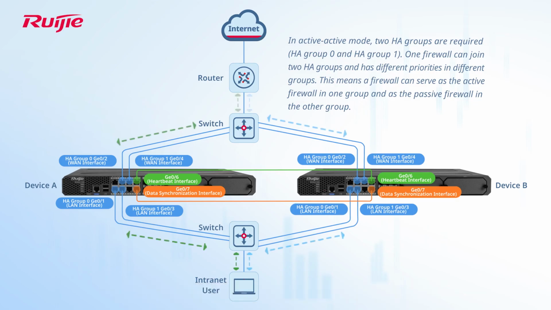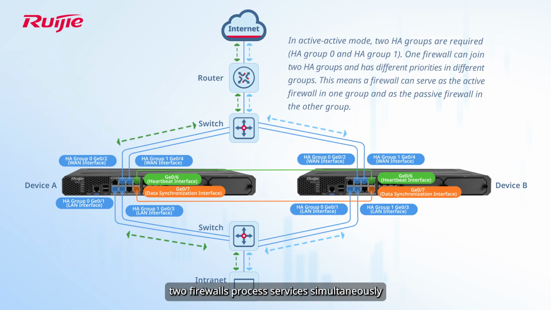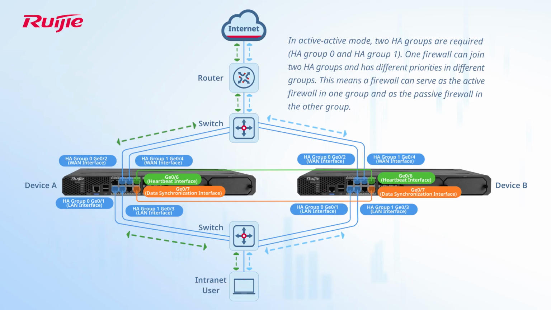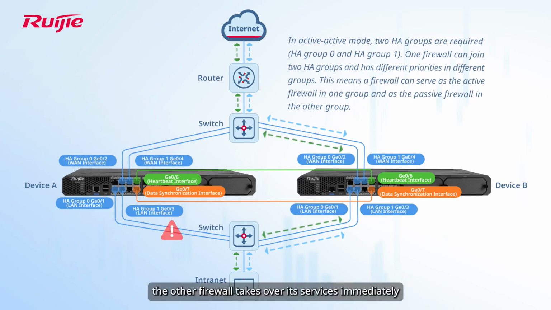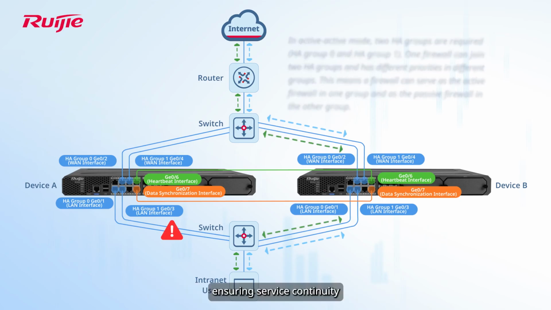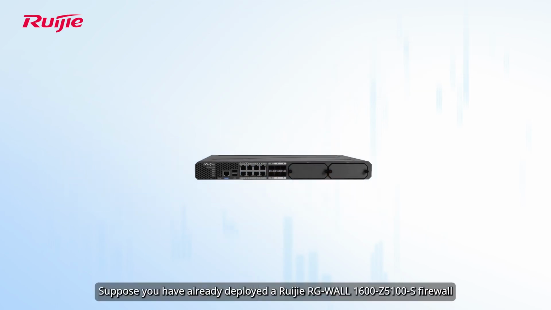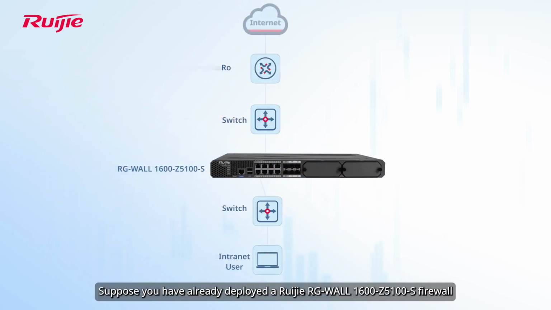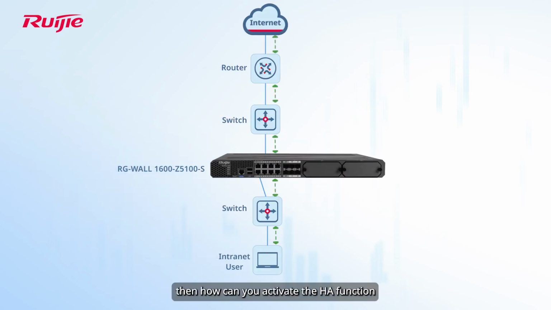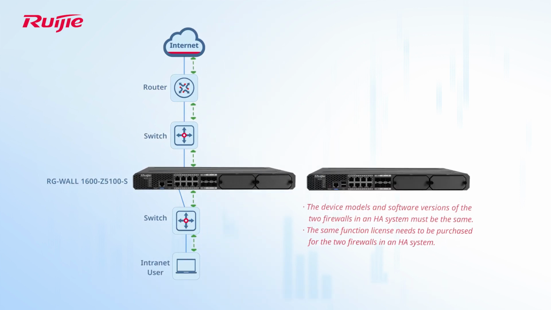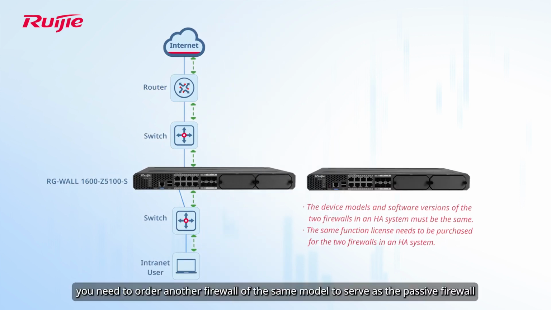In active-active mode, two firewalls process services simultaneously, improving the system load balancing capability. If one firewall fails, the other firewall takes over its services immediately, ensuring service continuity. Suppose you have already deployed a Ruijie RGWALL 1600Z 5100S firewall. Then how can you activate the HA function? First, you need to order another firewall of the same model to serve as the passive firewall.